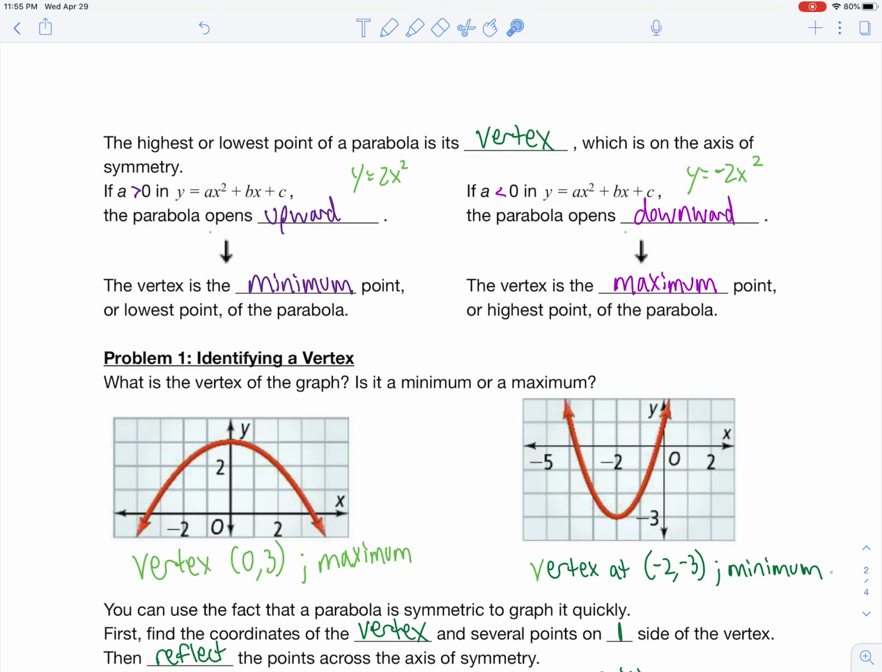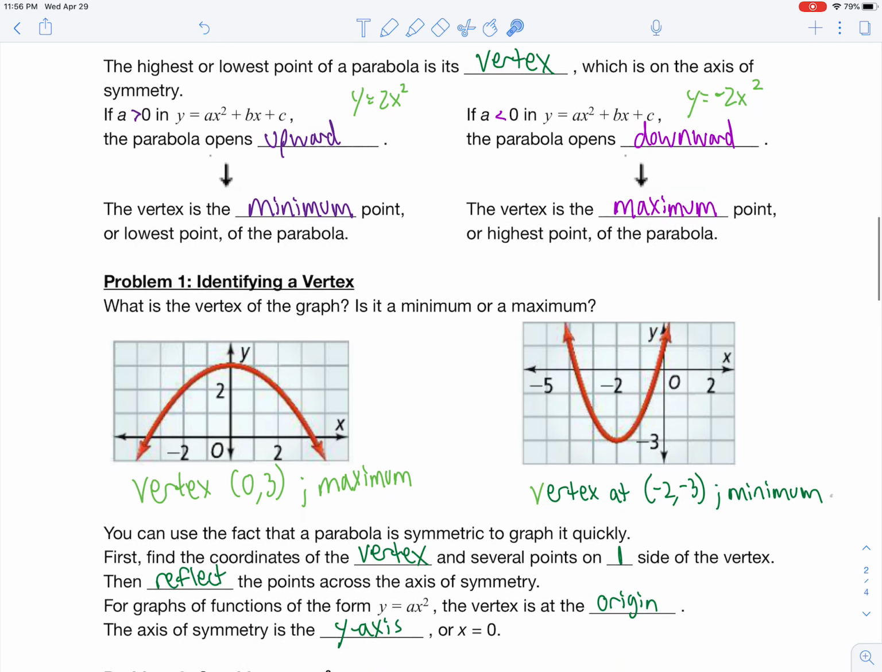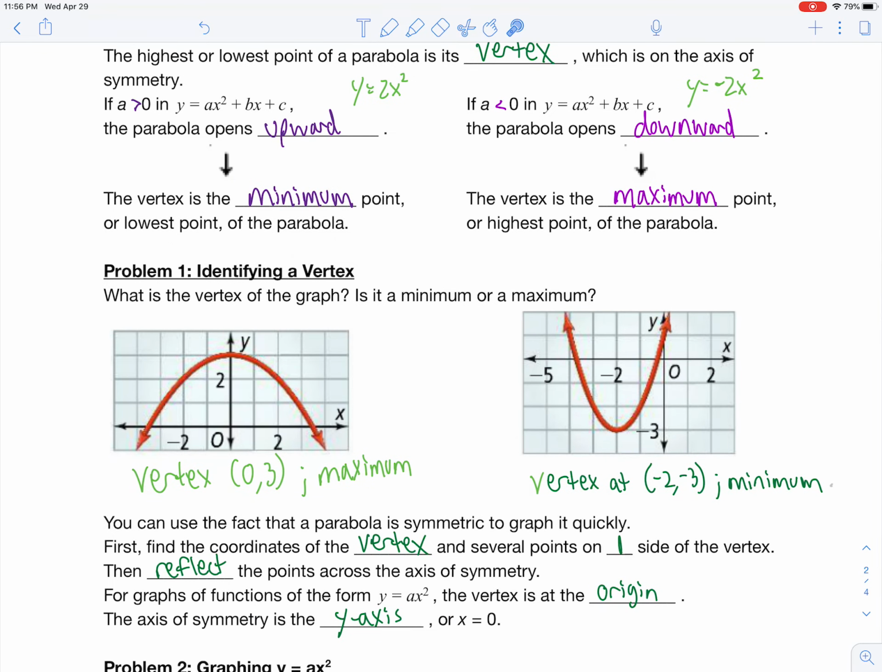So next example, we see that the vertex is at negative 2, negative 3. And instead of being a maximum, now since it's at the bottom of this U-shape, we just call that vertex a minimum point. And if I was to graph the whole thing, in this case, we just had to point out where the top or the bottom was.